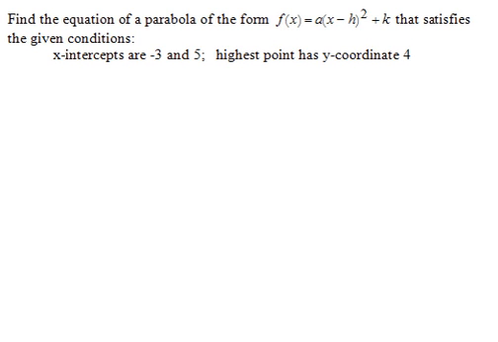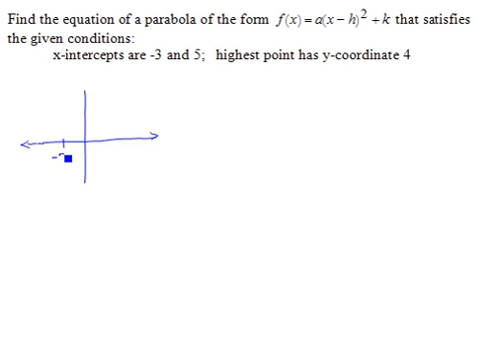Find the equation of a parabola of the form f of x equals a times (x minus h) squared plus k that satisfies the given conditions. Our x-intercepts are at negative 3 and 5, and the highest point has y-coordinate 4. Well, let's put those bits of information on a graph and see what we can learn.